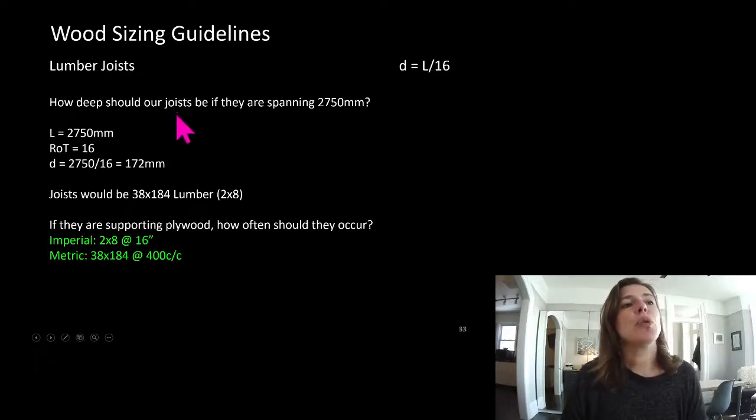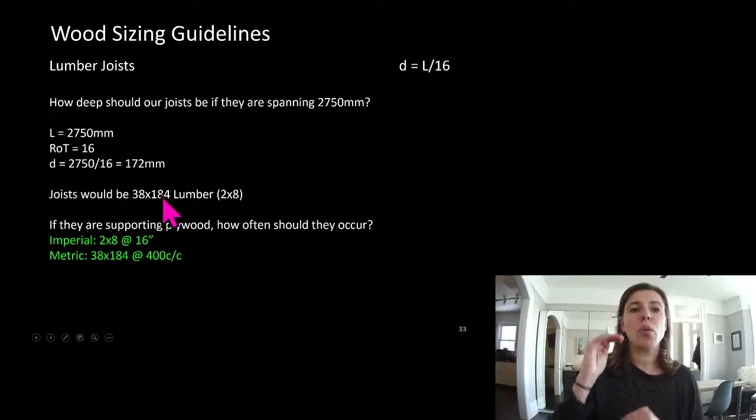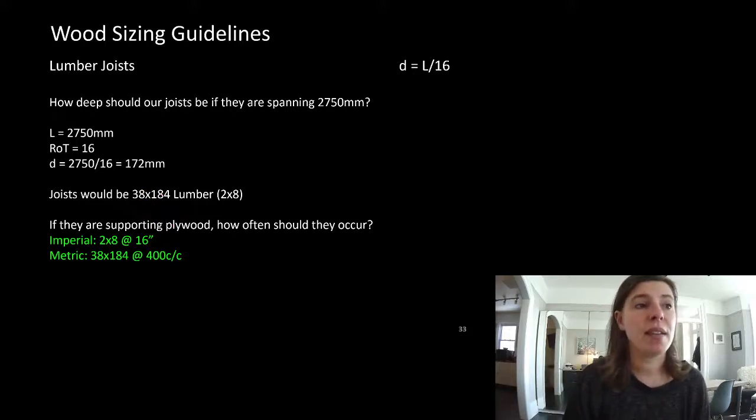So how deep should our joists be if they're spanning 2.75 meters or 2,750 millimeters? Our sizing guideline is L divided by 16. So we get 127 millimeters deep. For joists or lumber, we have a 38 by 184. We wouldn't want to go down to our 140, which would be our 2x6. We want a 38 by 184 so that we make sure we've left enough room when we do the final design. So a 2x8 is what we're calling up.